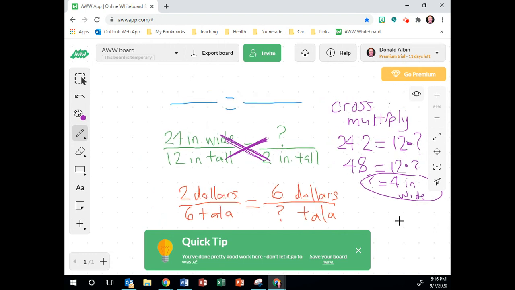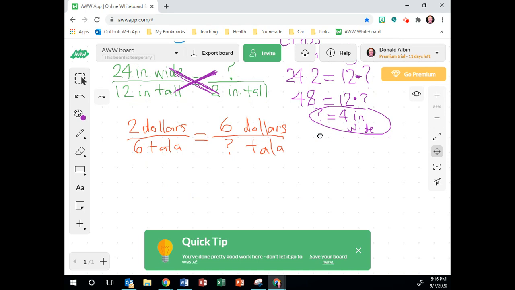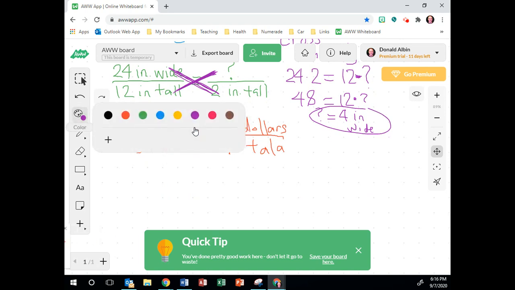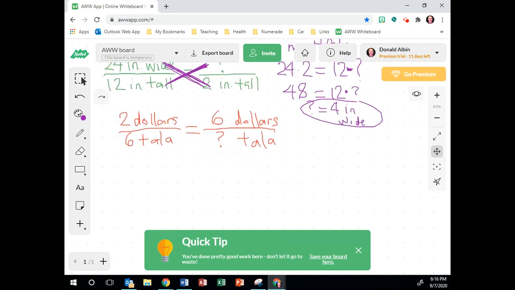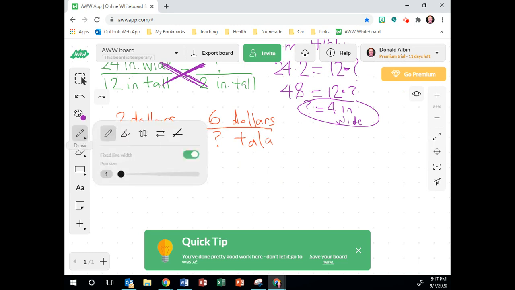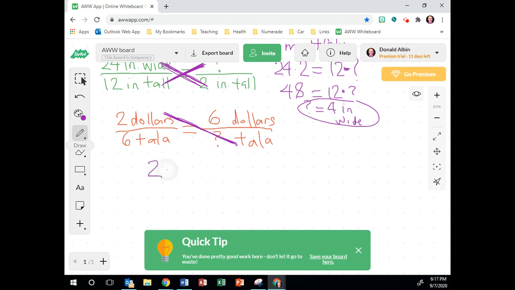All right, let's try this last one. See if I can maybe move this. There we go. Okay, now I'm going to cross multiply on this last one. 2 times question mark equals 6 times 6. Well, 6 times 6 is 36, so I'm just going to write down 36. 2 times what number is 36? Well, that number would be 18.